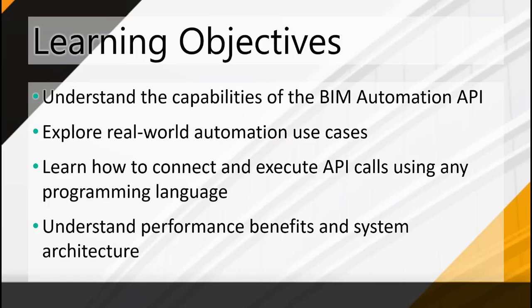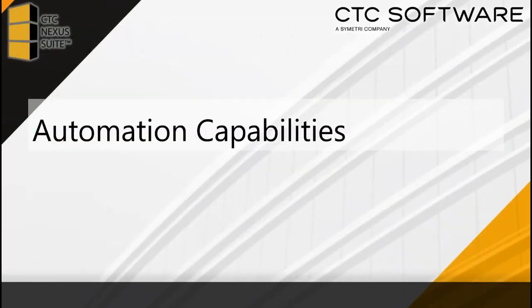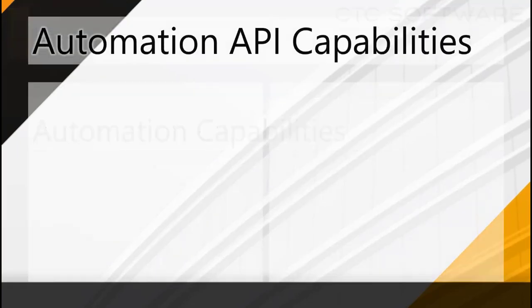So first off, let's jump right in and talk about some of these automation capabilities. Let's just start high level and we'll dig deeper and deeper as we go. So what are some of the things that the Nexus desktop automation or BIM automation API can actually do for you?